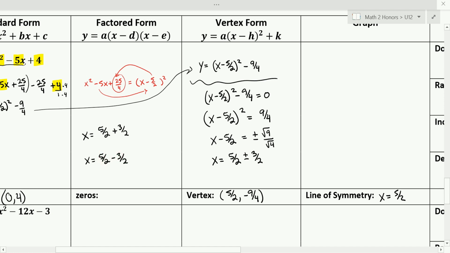As you solve this, you're going to add 9 over 4 to both sides. You're going to take the square root of both sides. Don't forget the plus or minus. And then you're going to add 5 over 2. I split them up into two possible answers. One is 5 over 2 plus 3 over 2, and the other one's 5 over 2 minus 3 over 2. On the first one, you get 8 over 2, which is 4. The second one, we get 2 over 2, which is 1. And so we have a zero at 4, 0, and we have a zero at 1, 0.